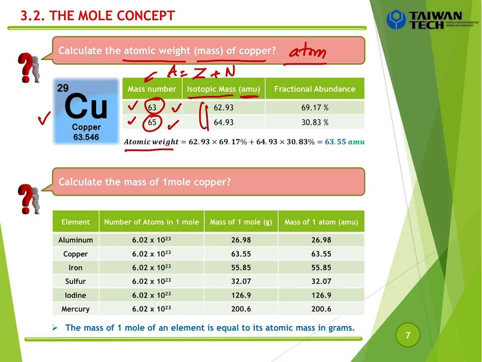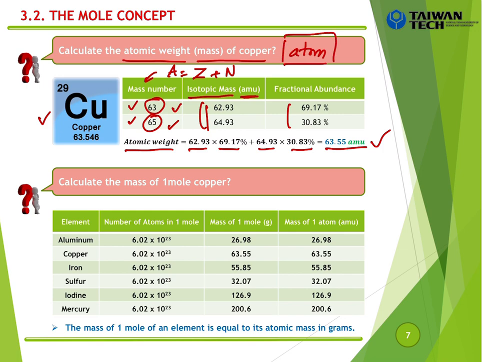And for this one, we have the fractional abundance in nature. So we take the isotopic mass times the fractional abundance, plus the second isotopic mass times the second fractional abundance, and then we get the average value, and we call this the atomic weight. Okay, or the mass of one atom only.